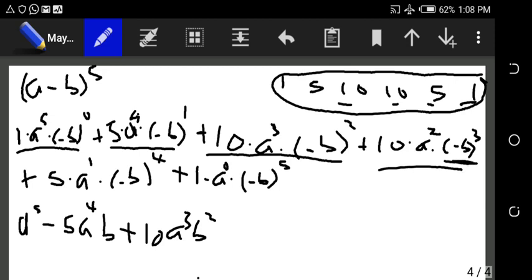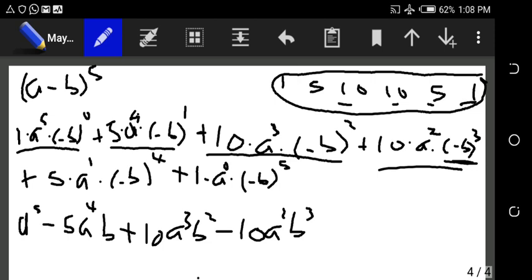Now when we consider the value of minus b raised to 3, because our power is odd, minus b times minus b times minus b will give us minus b raised to 3. Therefore, the next sign is a minus times the plus, that will give us a minus. So we're having a minus sign. 10 times a raised to 2 times b raised to 3 will give us 10 a squared b raised to 3.